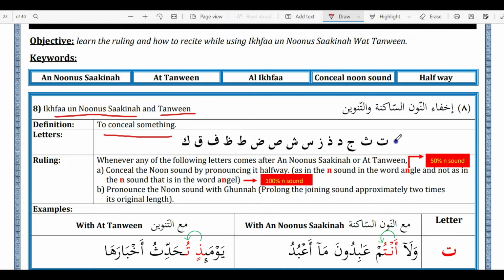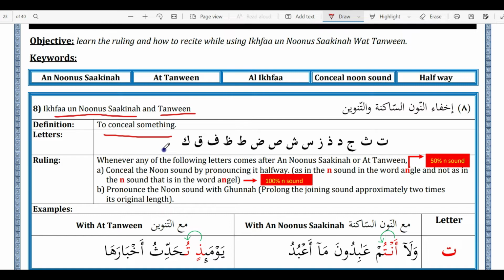And this here is Ikhfaa Noonus Saakinah and Tanween, and it has 15. Let's check that. 1, 2, 3, 4, 5, 6, 7, 8, 9, 10, 11, 12, 13, 14, 15. So when we add all the letters together, those letters make up the Arabic alphabet.